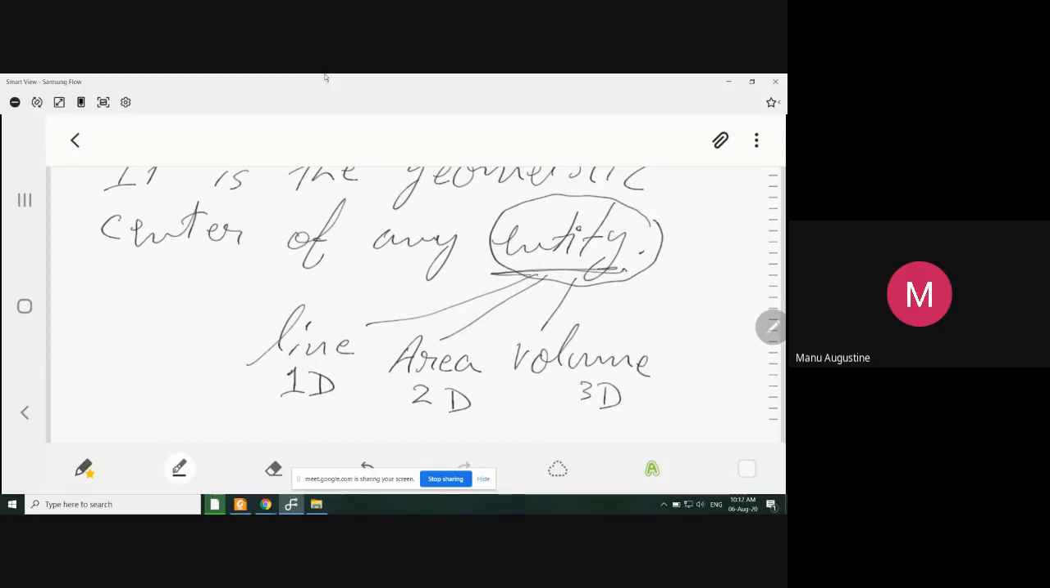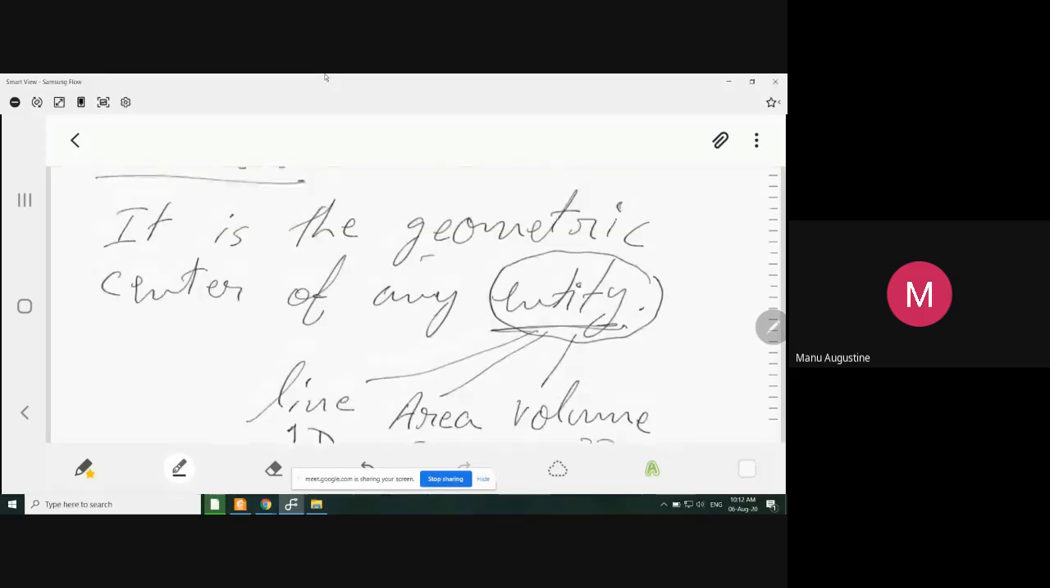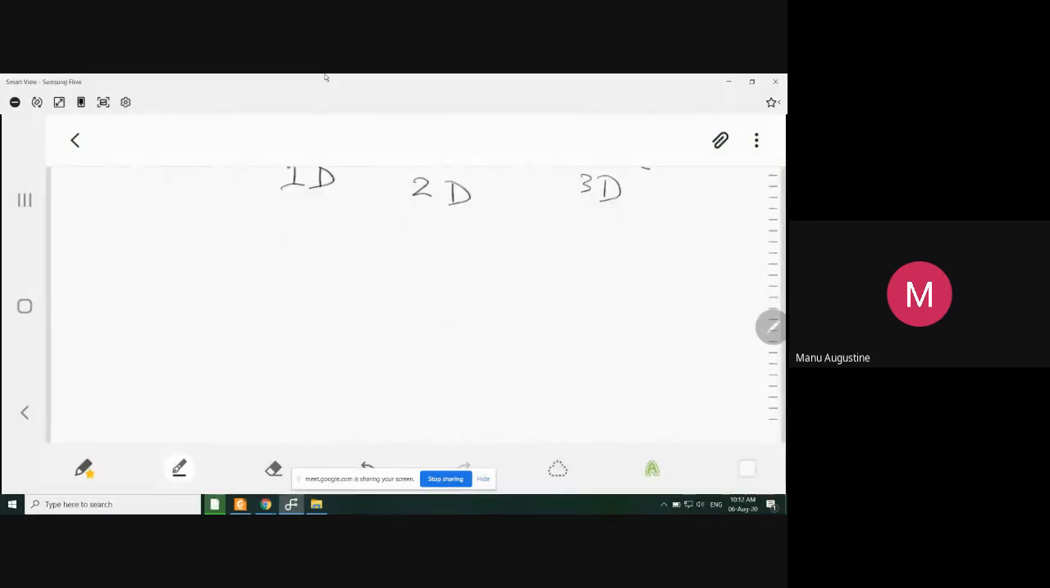And what is the meaning of geometric center? Let us find out. I draw a line like this. The length of the line is L. So tell me, where is the centroid of this line? It's very easy. Centroid has to be the geometric center of the entity. The entity is a line. The geometric center would exactly lie at a distance of L by 2 from any end.